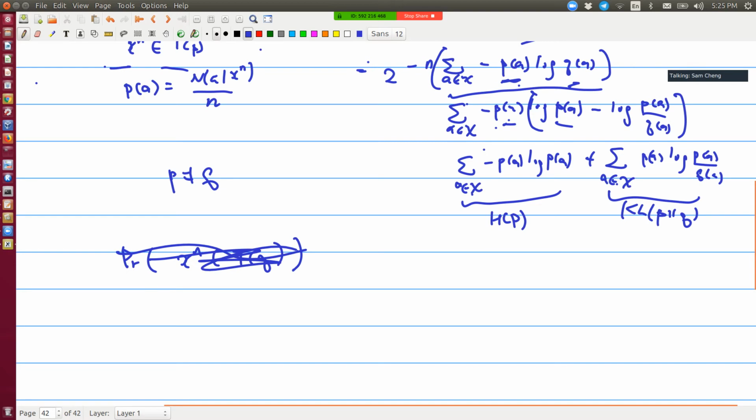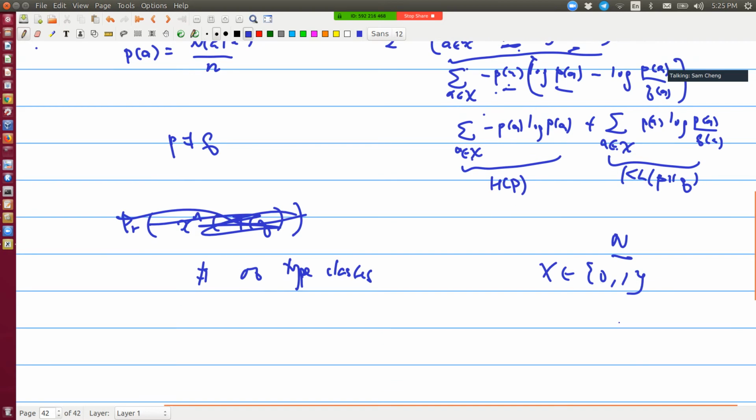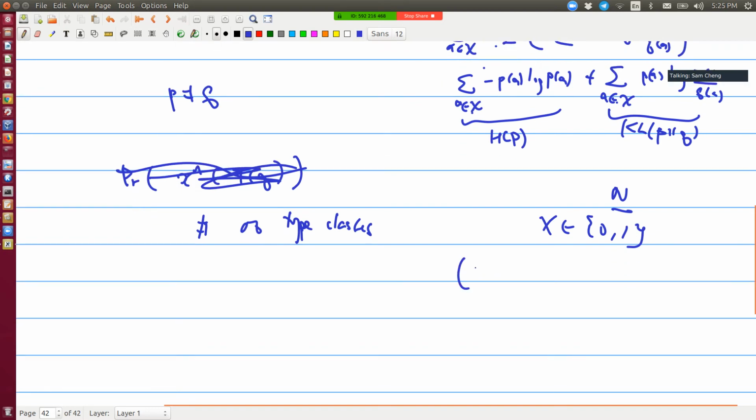Okay, next thing we need to know first is what's the number of type classes? So there are many different types, right? Many different type classes. But that's still finite, because if your sequence length is n here, the number of type classes is finite. For example, if my outcome is binary, it's just 0 and 1 here. Then I can have 0 of them be 0 and n of them be 1, right? Or I can have 1 of them be 0, n minus 1 of them be 1, and so on and so forth, until I have n of them be 0 and 0 of them be 1. And all of them will be different type classes, right?